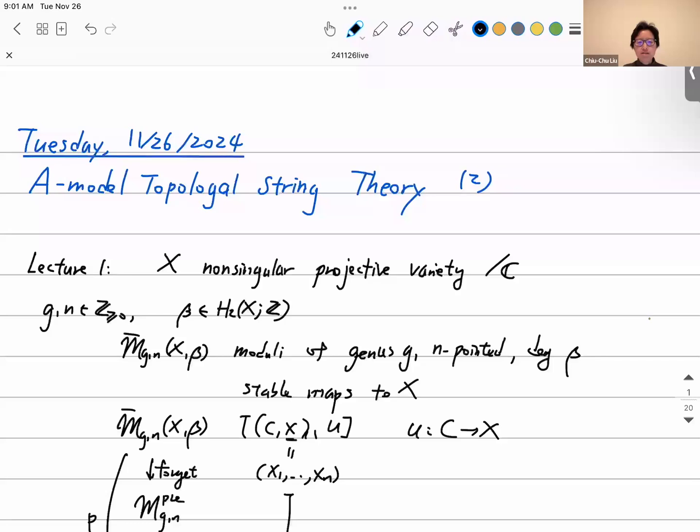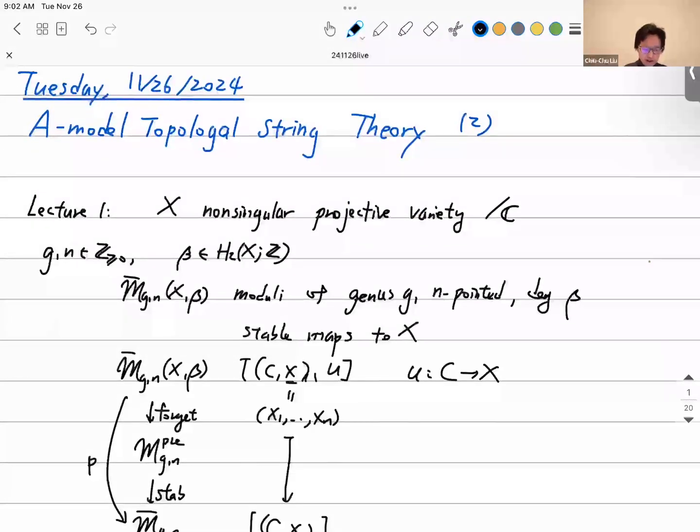So today I'll give my second lecture on A-model topological string theory. Since the first lecture was a week ago, let me start by briefly recalling what happened in the previous lecture. Recall that last lecture was an introduction to Gromov-Witten theory, which can be viewed as a mathematical theory of A-model topological string theory.